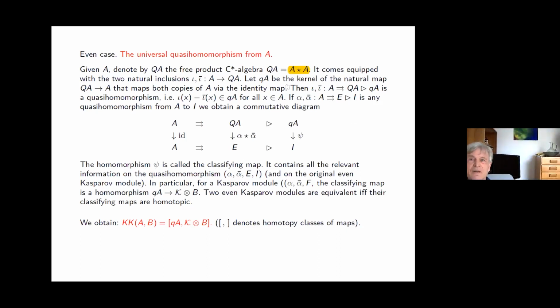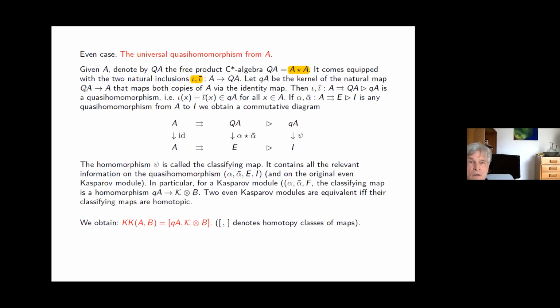Okay, so we look at the free product of A by itself, and we denote the free product by QA. And the free product comes equipped with the two natural inclusion maps, iota, iota bar, from A into the free product. Now, little q of A will be an ideal in capital Q of A, in the free product, and it's defined as the kernel of the natural map from the free product to A. I mean, Q of A, the free product, has a universal property that for any pair of homomorphisms from A, there's a map from QA into the same target.